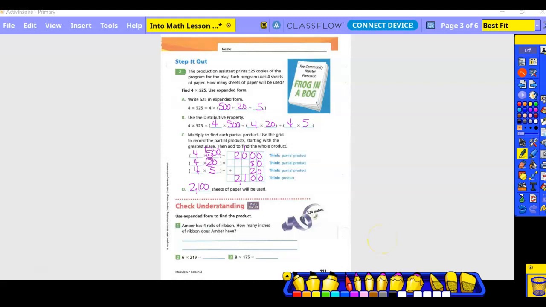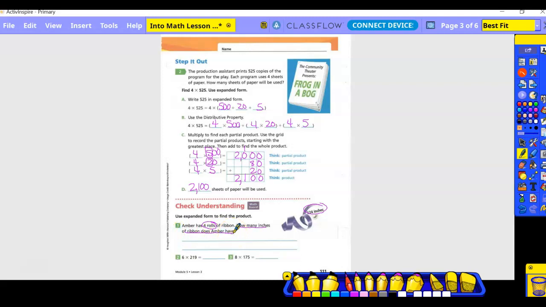Check understanding. Use expanded form to find the product. Amber has 4 rolls of ribbon. How many inches of ribbon does Amber have? So we're going to pull out our information, the 4 rolls, 324 inches, and then we want to know how many inches of ribbon she has.